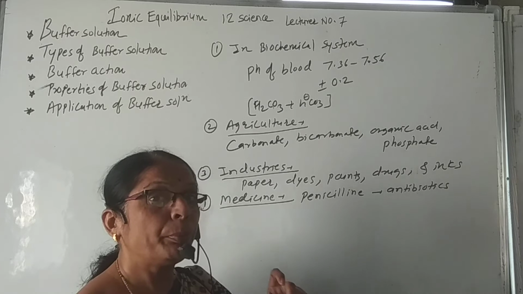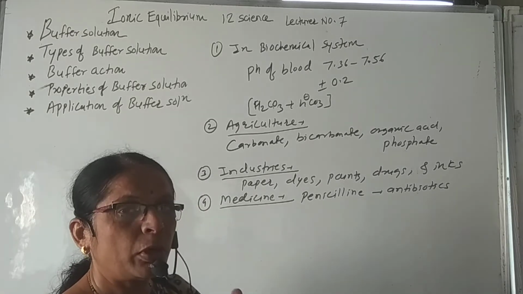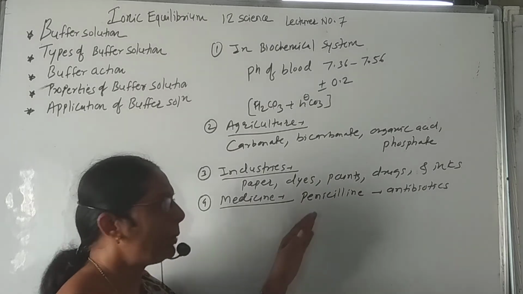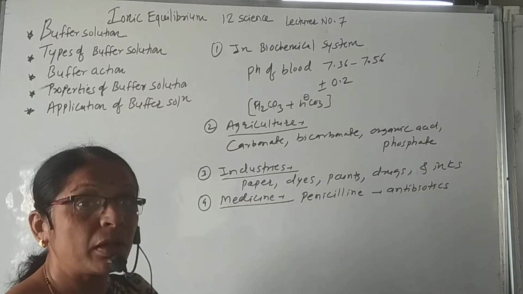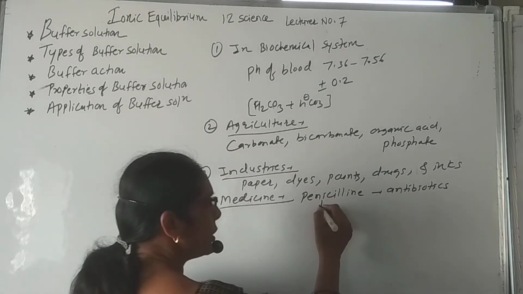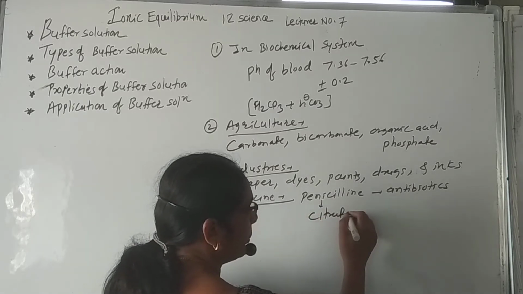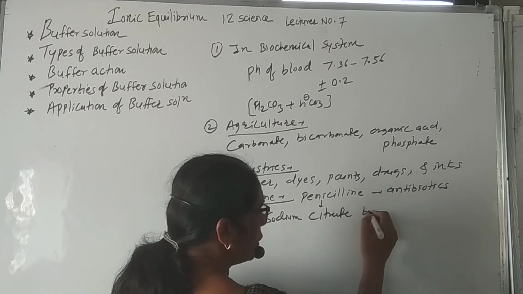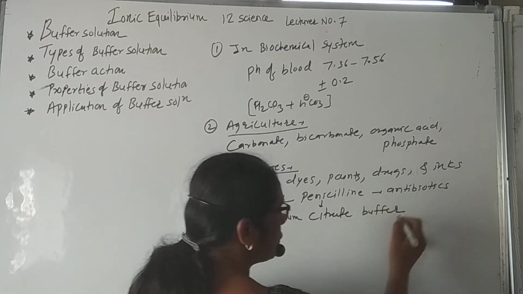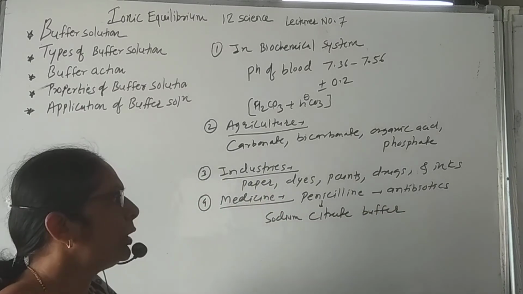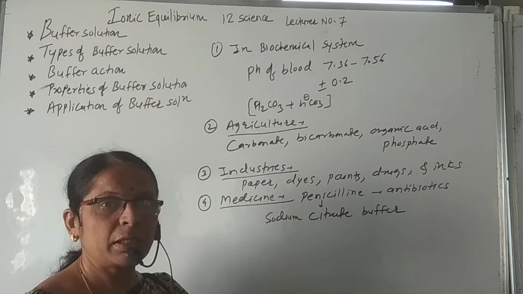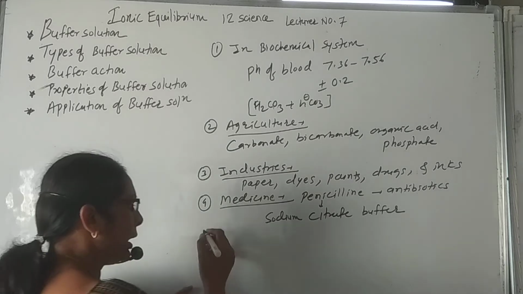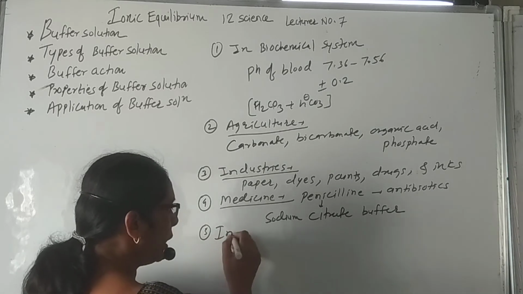And in order to keep or preserve the penicillin as it is, we can use a citrate buffer, sodium citrate buffer. So by using the sodium citrate buffer, we can keep the penicillin as it is, in order to use it as an antibiotic. And the last is qualitative analysis.